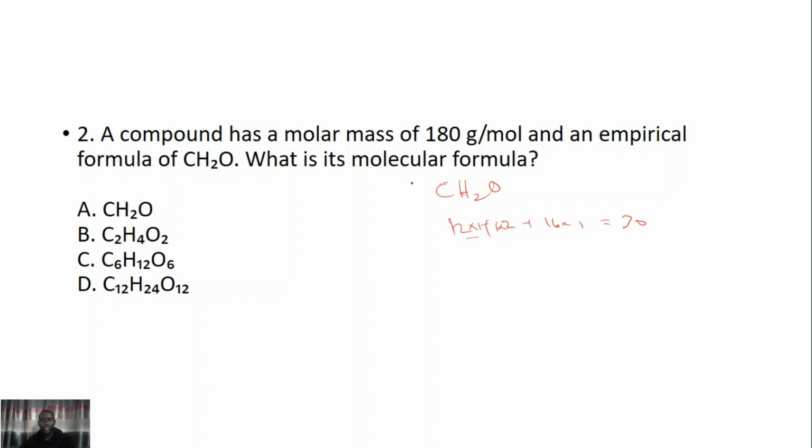Then the next thing is to divide the molar mass of the compound by the molar mass of the empirical formula, which is equal to 6. They said the empirical formula is CH2O. You can see this is similar to the question we did. I believe you'll be able to do it by yourself, right? So the molecular formula is C6H12O6.